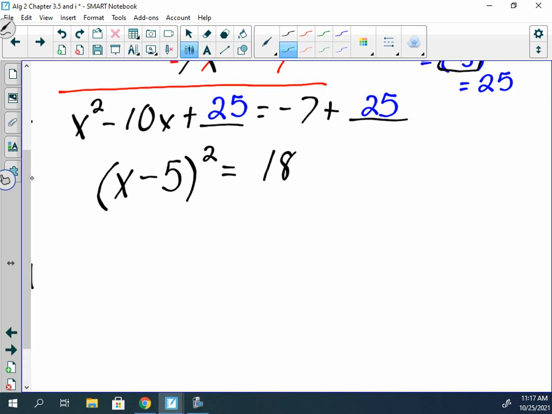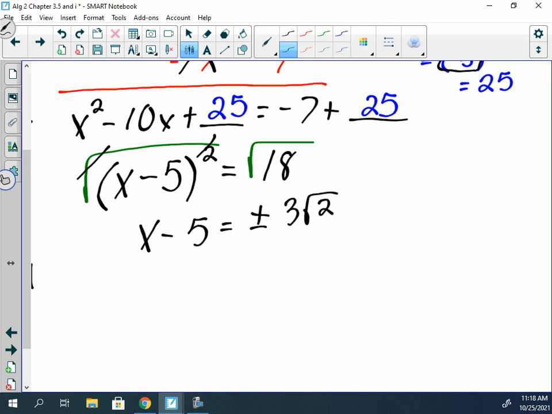Any questions on how we got to this point here? Well, we do have a set of parentheses squared, yes? So that means we can use the square root method, which would be square rooting both sides. And here the square root and square would cancel, leaving me with x minus 5 is equal to plus or minus the square root of 18, which would reduce to 3 square root of 2. And last but not least, what do we need to do next? Add 5 to both sides so that we do get x by itself.